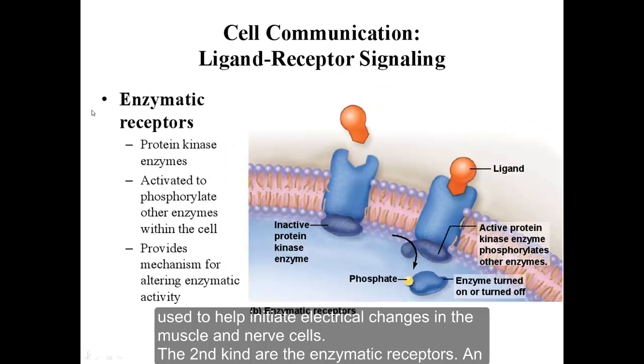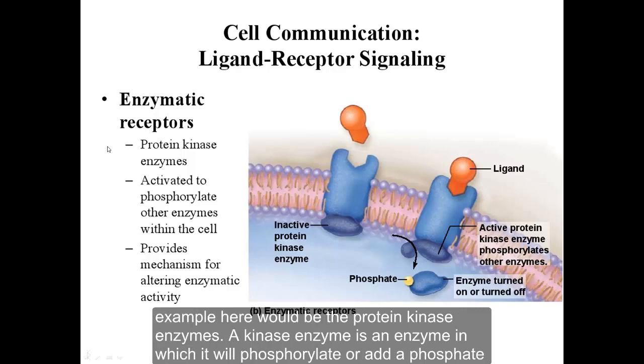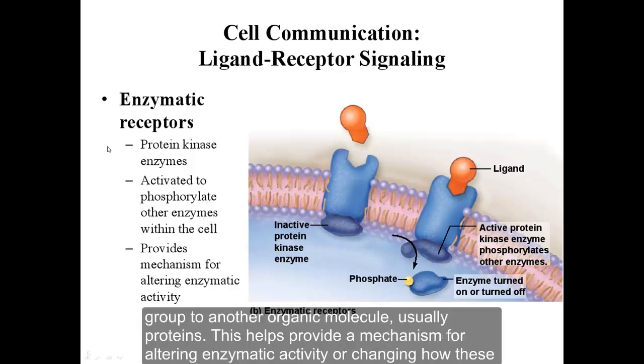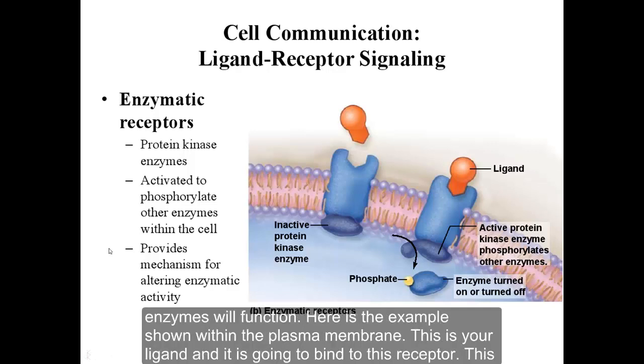The second kind is the enzymatic receptors. An example here would be the protein kinase enzymes. Now, a kinase enzyme is an enzyme that will phosphorylate, or add a phosphate group to, another organic molecule, usually proteins. Now, this helps provide a mechanism for altering enzymatic activity, or changing how these enzymes will function. And here is the example shown within.